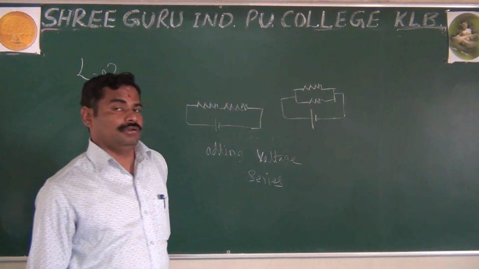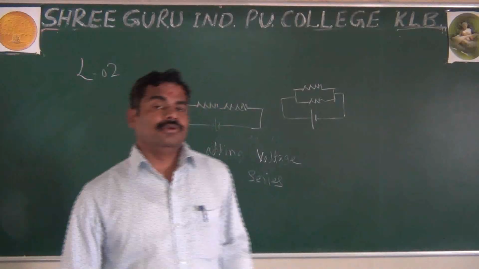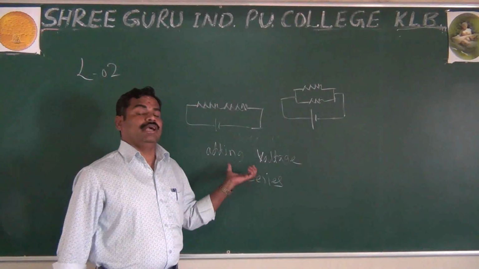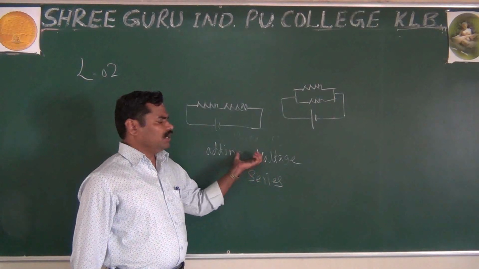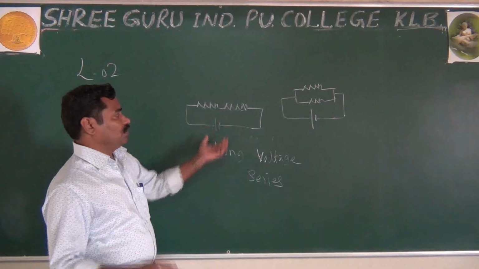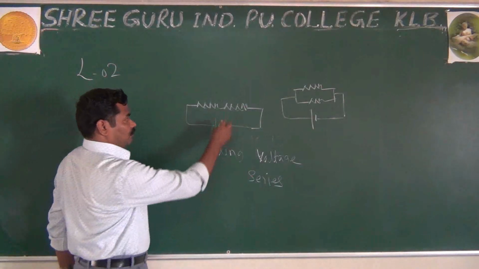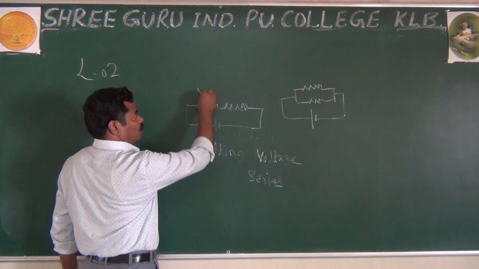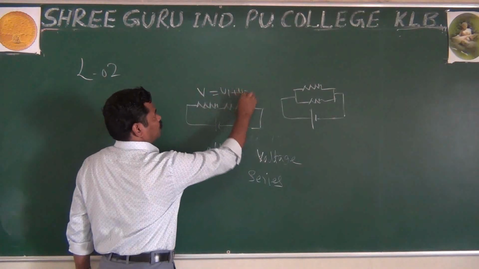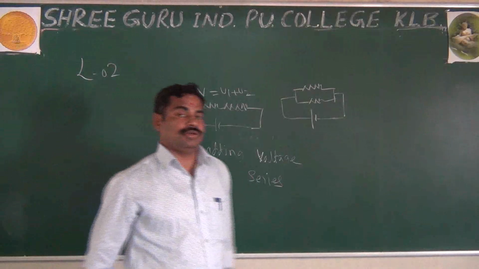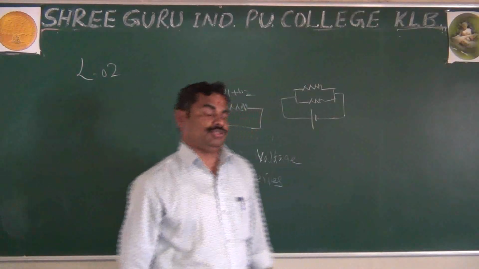Always, while mixing or adding or subtracting the voltages, we are connecting in series. Why are you connecting in series? Because according to KVL, we can write V is equal to V1 plus V2. The total voltage is equal to the sum of the individual voltages.